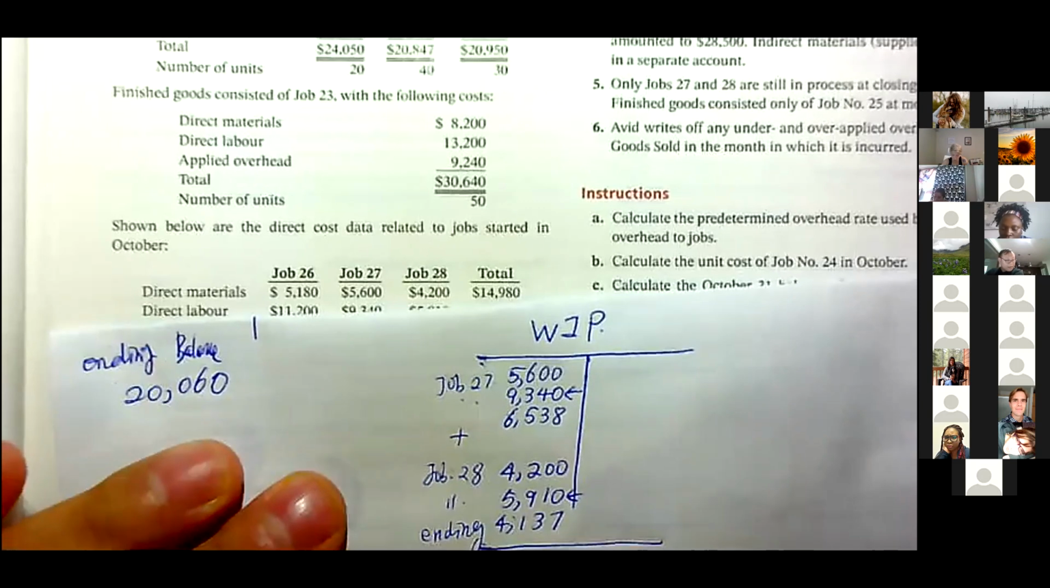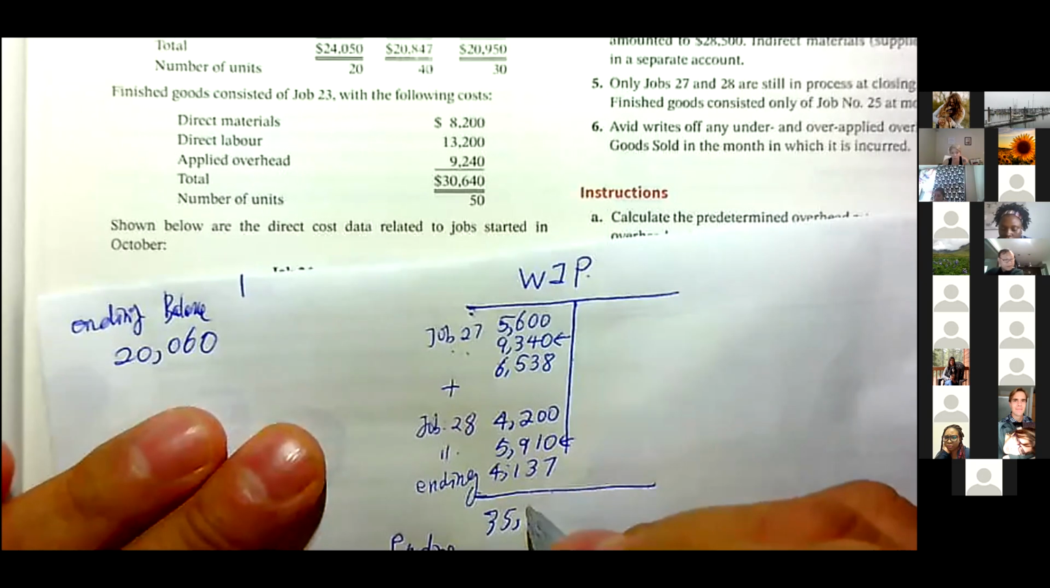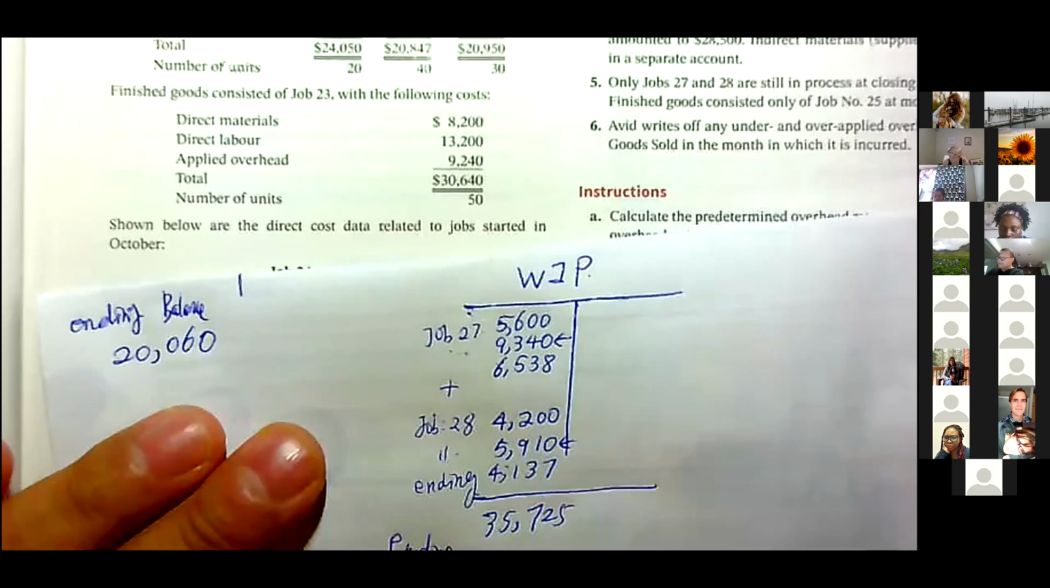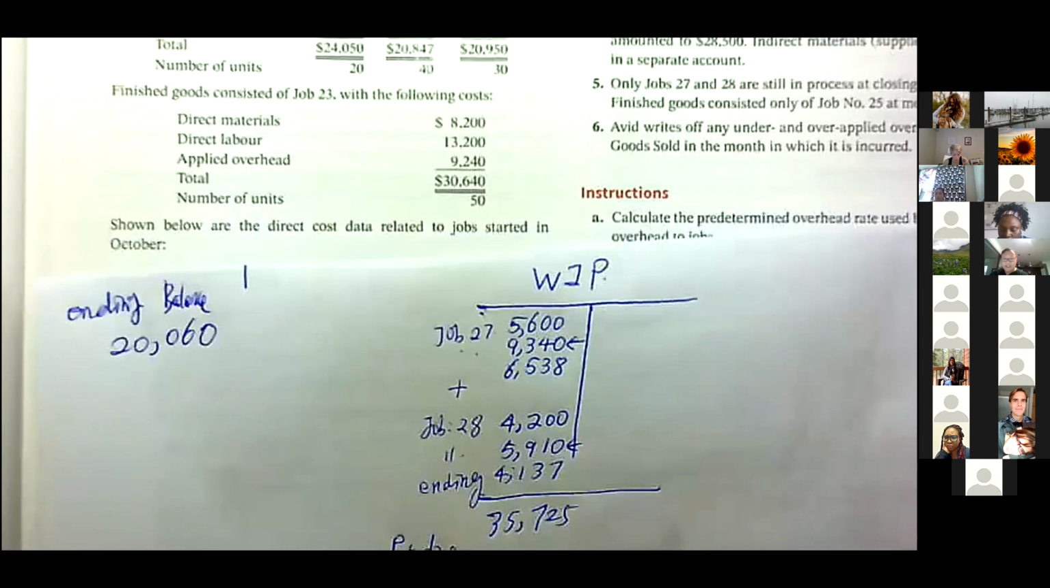So this one, if you add all of them up, will be 35,725. That's what I got. Good. Awesome.